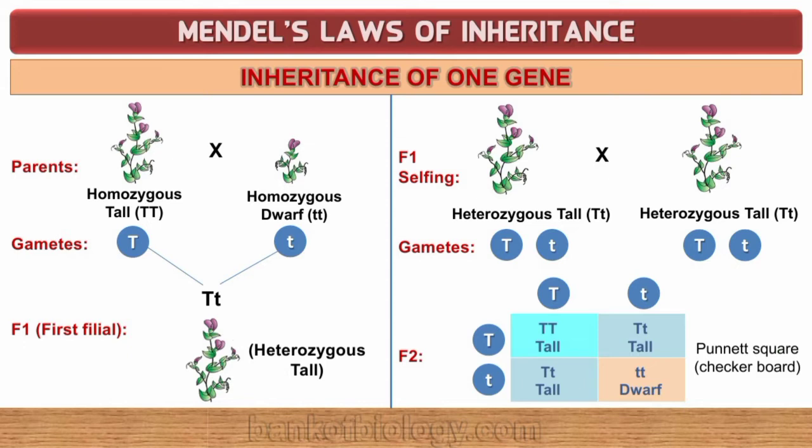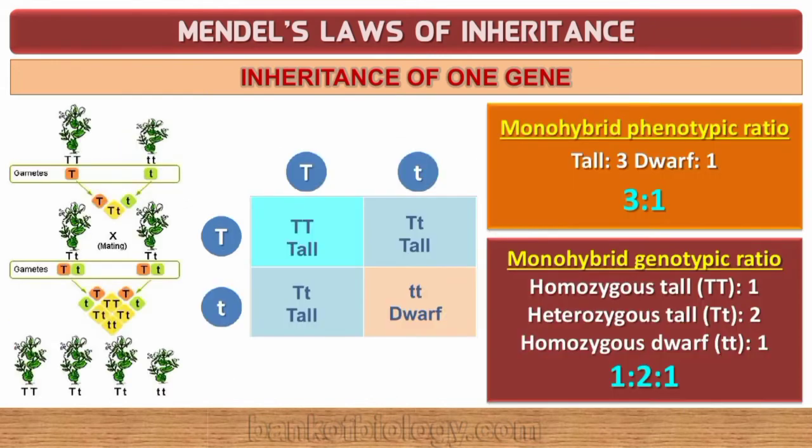When he self-fertilized the F1 generation, the first filial generation, he got a Punnett square, a checkerboard. He got 3:1, that was phenotypic, whereas genotypic was 1:2:1. The 1:2:1 ratio means one was true breeding tall, two were heterozygous tall, and one was homozygous dwarf. That was the result that he obtained.